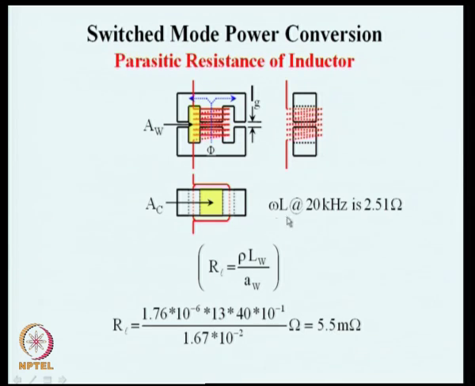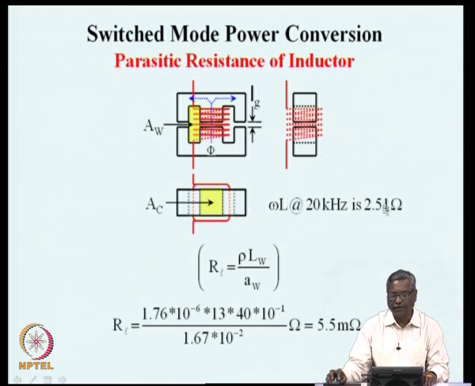This has to be compared with the inductive reactance at the frequency that we are interested. For example, L of 20 microhenry at 20 kilohertz excitation will have an impedance of 2.51 ohm, omega L, and in relation to that this 5.5 milliohm is negligible. So, we can say that this is almost an ideal inductance at the frequency that we are considering, or the parasitic resistance is negligible because it is less by a factor of almost 500.